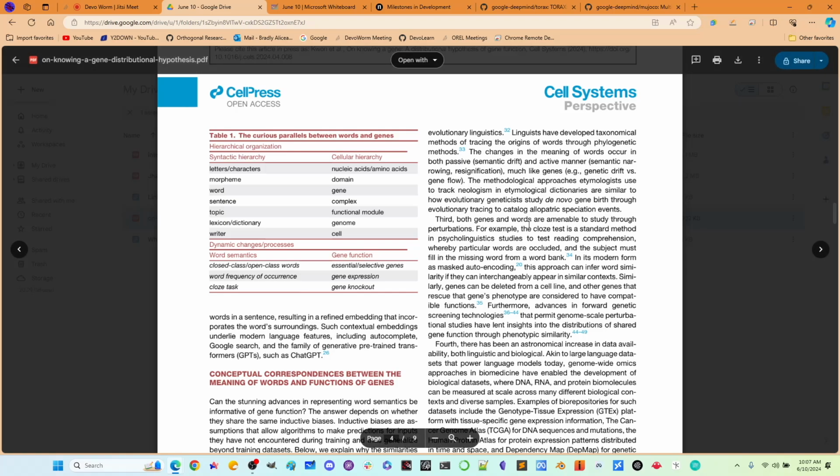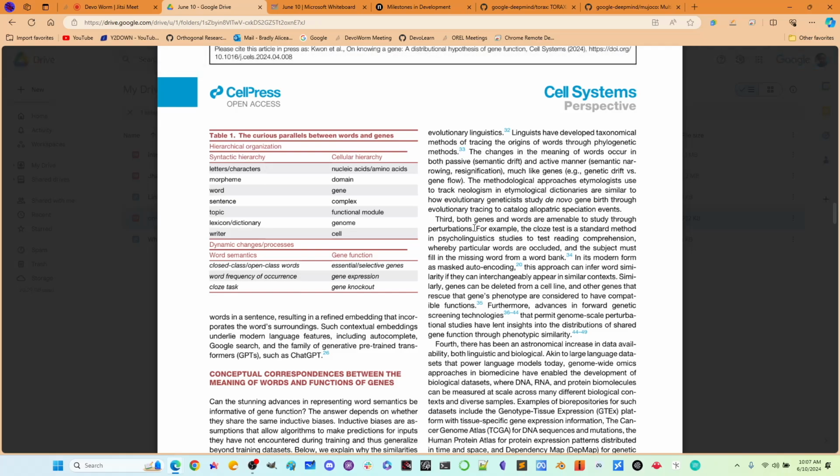Third, both genes and words are amenable to study for perturbations. So again, you can run these experiments where you can perturb the system. You can actually do this also in linguistics and psycholinguistics in particular, where you can change words, the meaning of words. You can modify things at a singular level, at the level of the symbol. So there are a lot of things we can learn from linguistics and language modeling, natural language processing, that we can apply directly to gene or biological sequences and maybe even gene function.